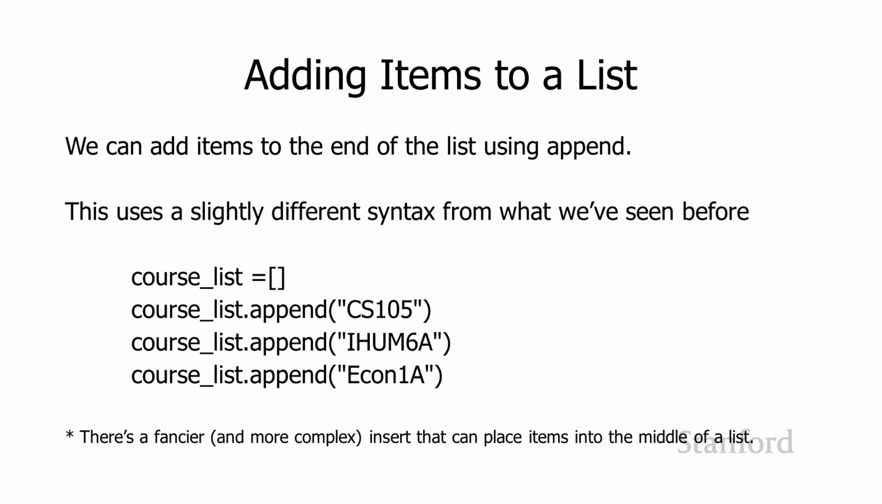Okay, so course_list.append, meaning I'm appending to the course list. And then I go ahead and append CS105. I can append IHUM6A. I can append Econ1A. And so the end result after running these 4 lines of code will be a list with 3 classes in it: CS105, IHUM6A, and Econ1A.